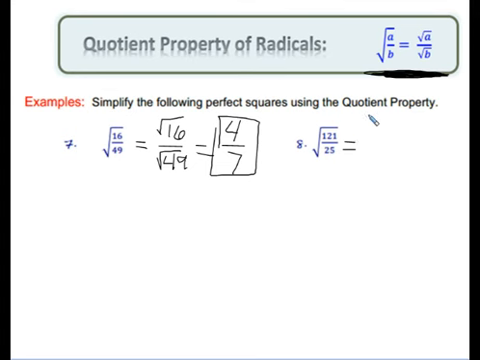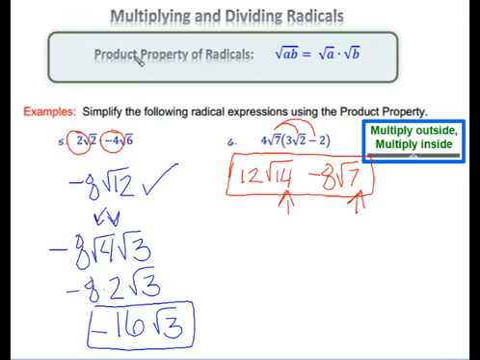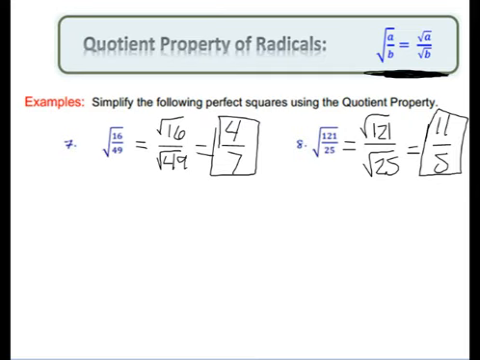If we break apart the fraction, we can have the square root of 121 over the square root of 25. The square root of 121 is 11, and the square root of 25 is 5. Alright, so that one's not so bad either. So this whole idea of breaking things apart shows up when we talk about division, and in the last video we talked about the product property, we can do that when we multiply as well.